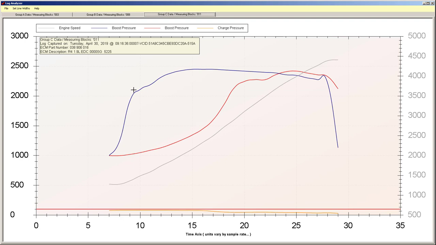We can use this software as well to look at it easier for you guys. You've got your blue line, which is the requested boost pressure. You've got the red line, which is the actual boost pressure. And then you've got the grey line, which is the engine RPM. And this red line should really follow the blue line. And we can see it's massive underboost. So this wants a turbo on.